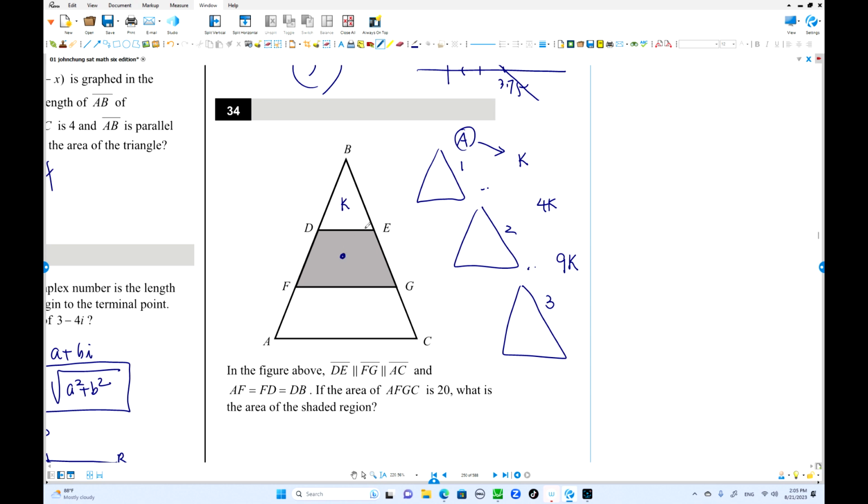This area how much? 4k minus k is what? 3k. This area is how much? 9k minus 4k. This area is 5k. This 5k, the shaded area, is given by 20. From here we can find the value of k is 4. This is 12. Okay, so the shaded area is 3k. 12 is the answer. It's 12.